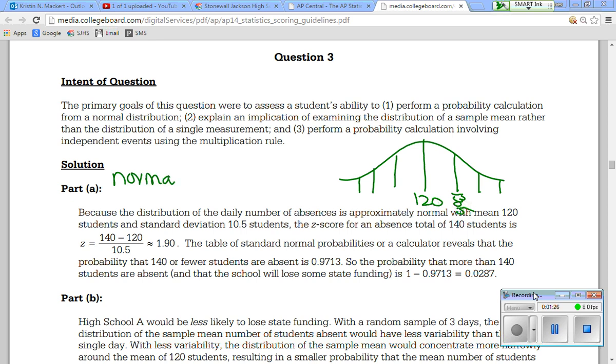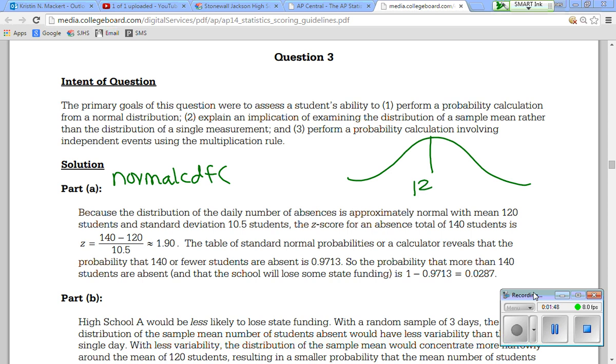We're trying to figure out, what is the question asking you? Probability of they're going to lose funding, so that they will lose some state funding, which means that more than 140. So if we're going to draw it, and we did 120, 140, and then you drew it and you shaded this way.